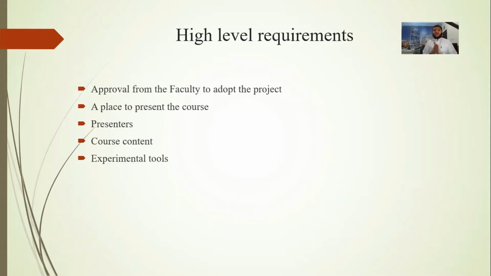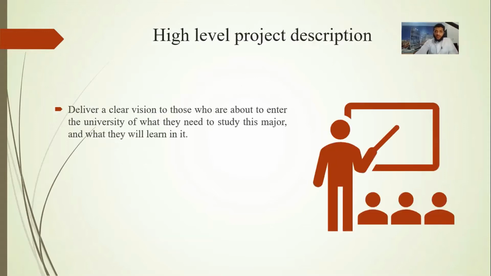Let's go then to the high level requirements. This is the third thing you need to determine in the project charter. In our project, we have 5 high level requirements: the approvals from the faculty, and we need a place to present the course, then approvals from the presenters, then identifying the course content, and the experimental tools.